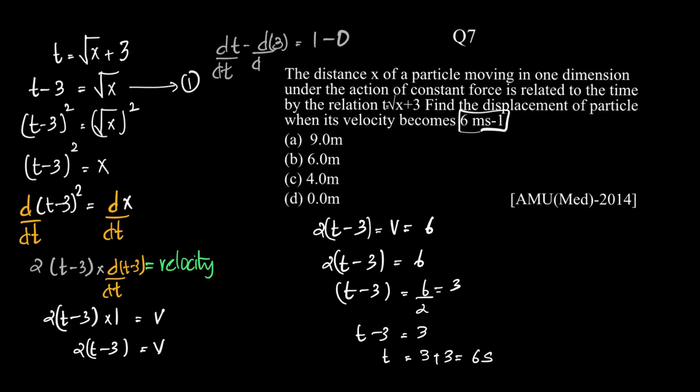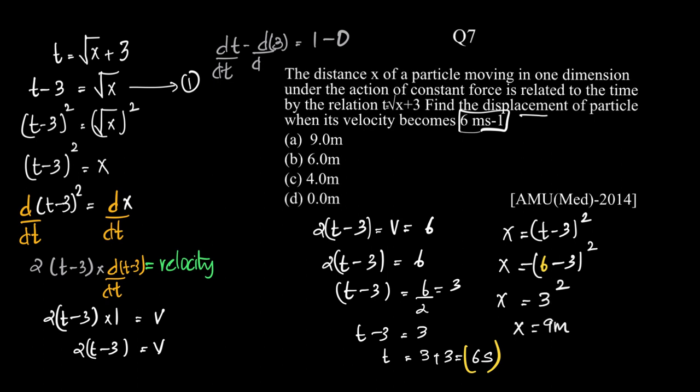The question is to find out the displacement. What is the displacement? Displacement x is equal to t minus 3 the whole square. So x is equal to, what is the value of t? The value of t is 6. So this becomes 6 minus 3 the whole square. So x is equal to 3 square. So x is equal to 9 meters. So the correct option is option A.